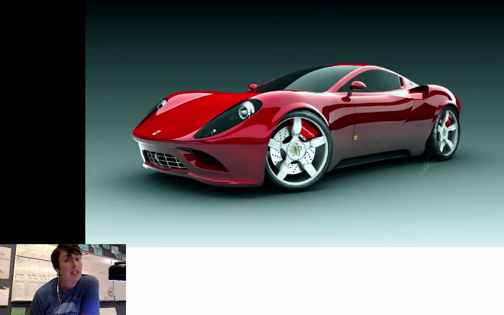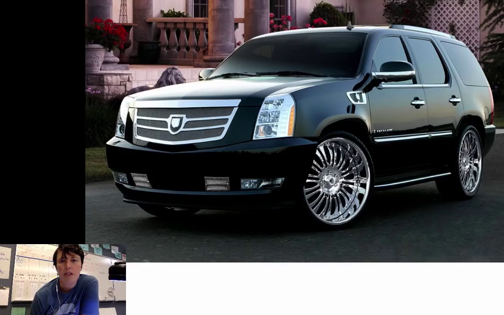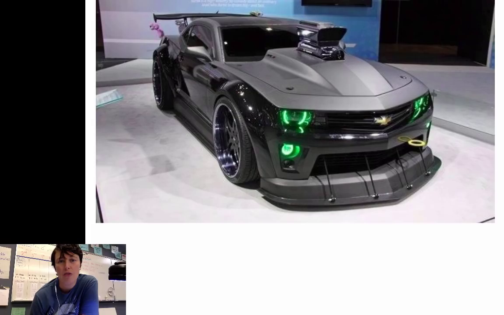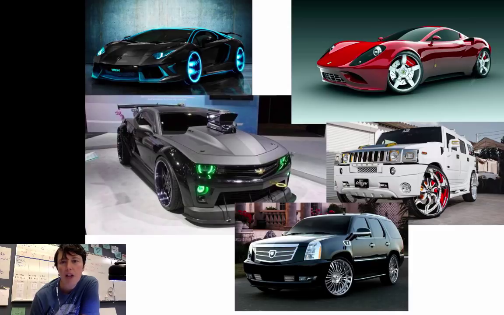That one's pretty sleek, pretty nice, really expensive. That thing is very expensive. That's an Escalade. That thing's huge too, beastly. And then you got this thing. I don't even know how that muffler on top thing works. So out of all those 5 cars, which car would you pick if you had your choice? I'm kind of curious. When we meet in small group, you can tell me.